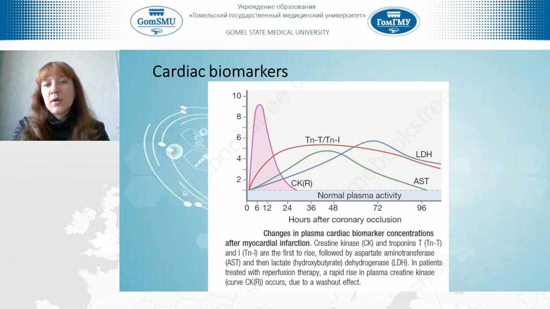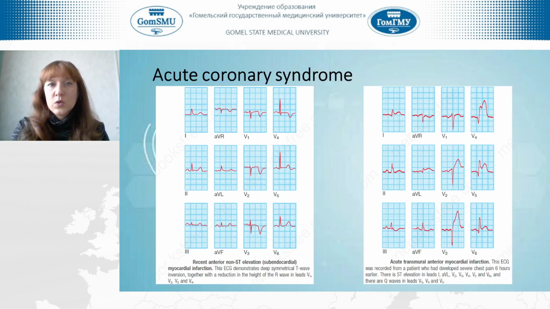These are the cardiac biomarkers. We see that troponin T or I are the first to rise, followed by aspartate aminotransferase and then lactate dehydrogenase. In patients treated with reperfusion therapy, there is a rapid rise of plasma creatine kinase due to washout effects. There are two types of acute coronary syndrome: non-ST elevation, and acute transmural myocardial infarction with ST elevation.